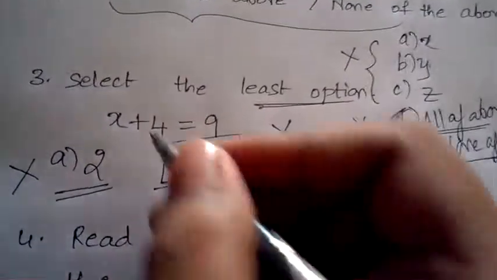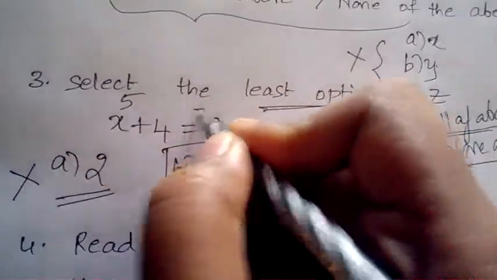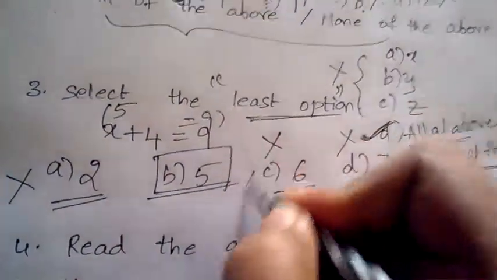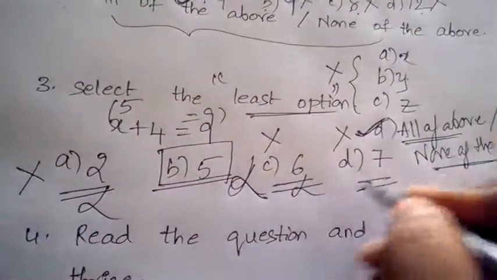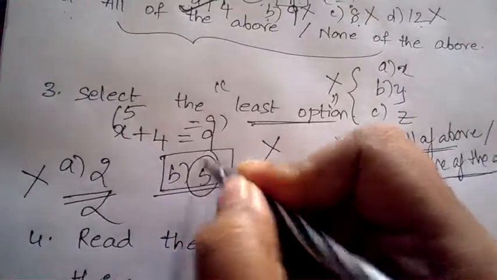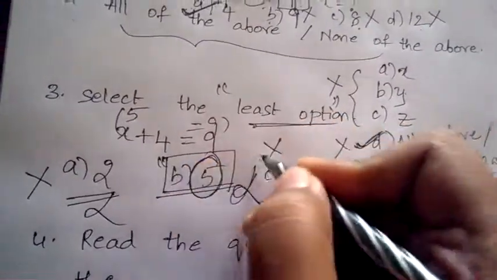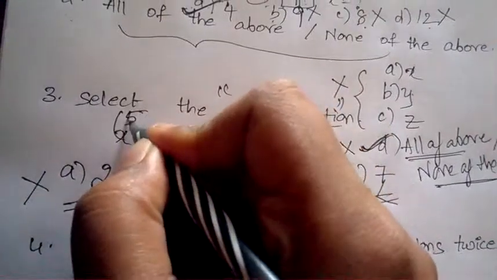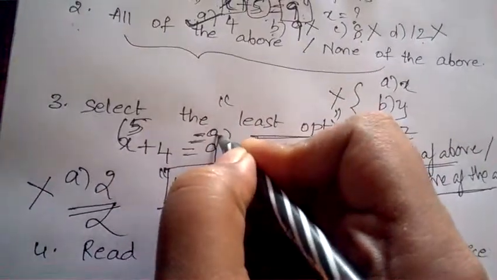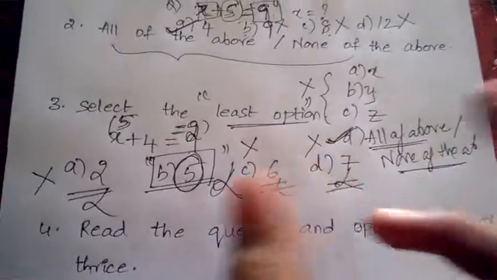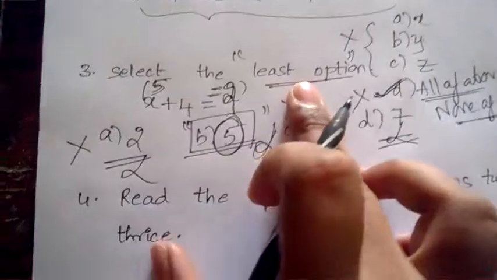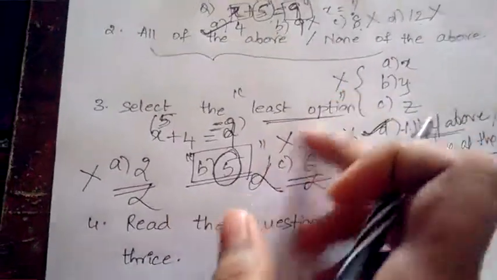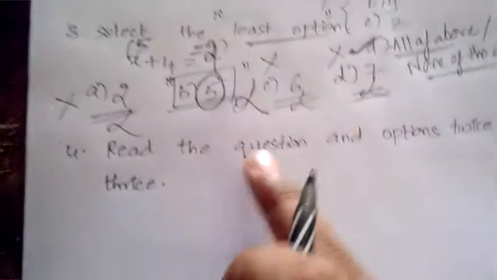Least option means, I'll explain. When you substitute 5, it gives you 9, okay? So it has the least chance of being wrong. These have the highest chance of being wrong. This may be wrong, this may be wrong. But this has a very low chance of being wrong. In most cases, this will be correct only. Then you can easily guess and give this as the answer, okay? I am explaining again clearly: select the options which have the least possibility of being false, okay? Select those kinds of options.